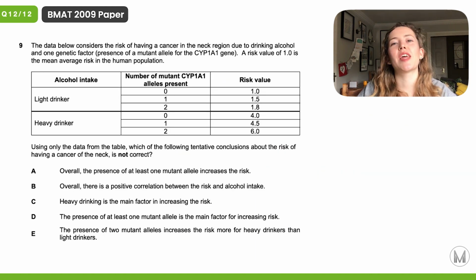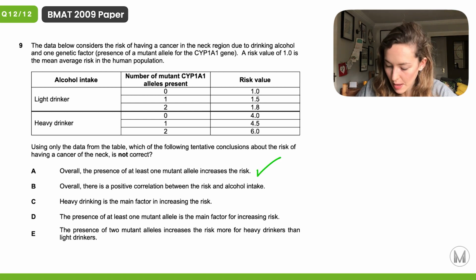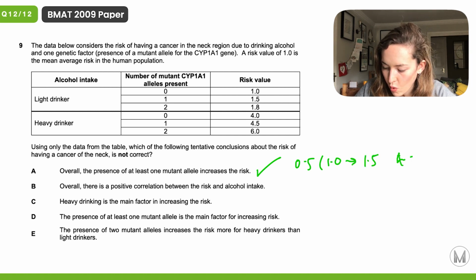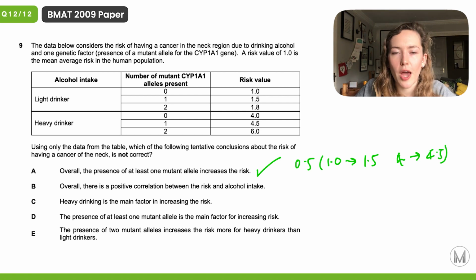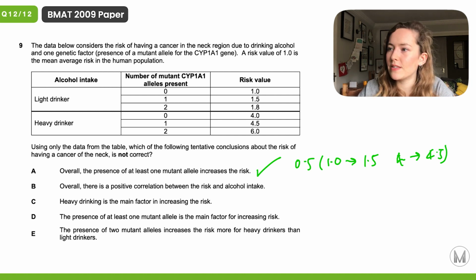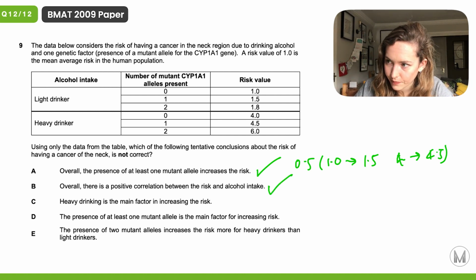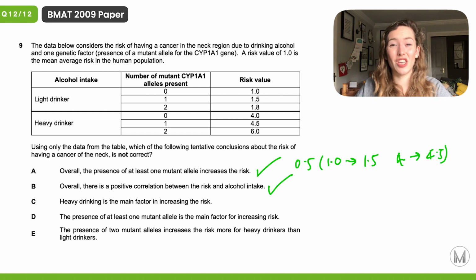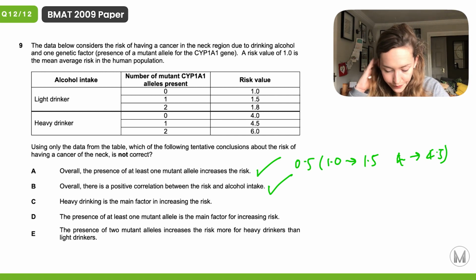So in this question, I'm going to go statement by statement. Statement A, I can see that it's correct. This is a correct statement because the risk increases by 0.5. So I can see in there it goes from 1.0 to 1.5 and from 4 to 4.5 in both types of alcohol intake. Statement B is also correct because I can see that there's a positive correlation between the increase of the variables, so the number of mutant alleles present and the risk value. As the number of mutant alleles present increases, so does the risk value. So that is a positive correlation.